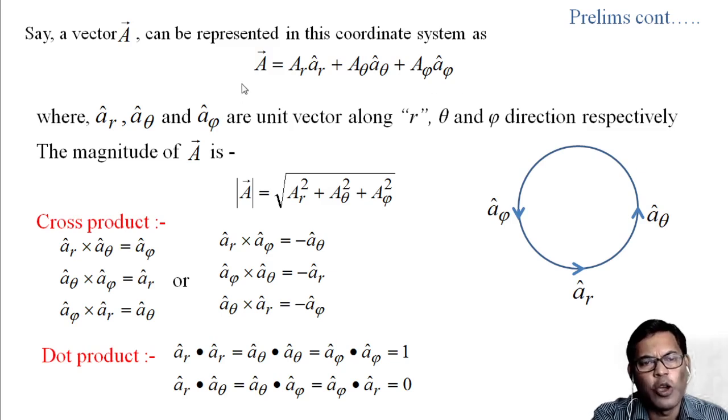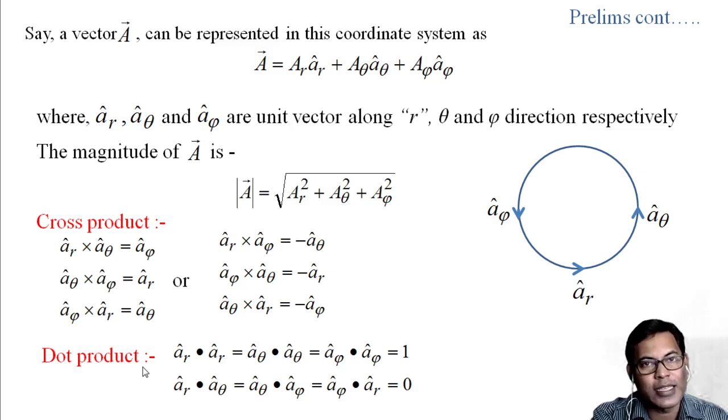Now, as we have seen, A is a vector, so it has a magnitude. So, the magnitude of A, mod of A, we can find out as the square root of A_r squared plus A_theta squared plus A_phi squared. The way we are discussing the spherical coordinate system is similar to the cylindrical coordinate system and Cartesian coordinate system. So, here again, the cross product and the dot product of unit vectors.